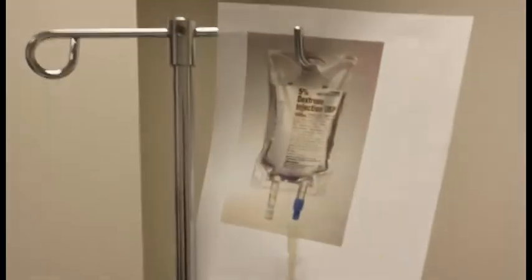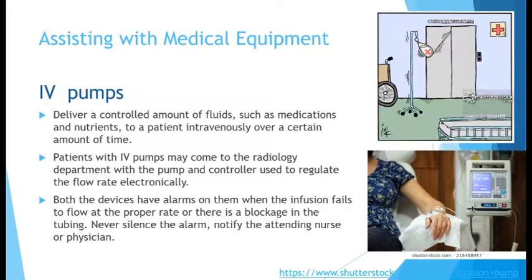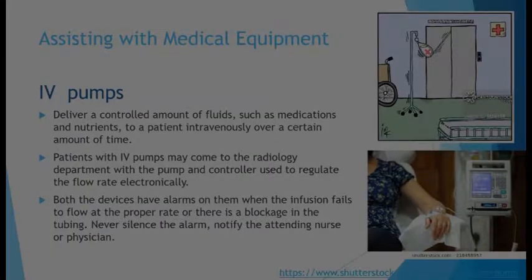Assisting with medical equipment. IV pumps. Deliver a controlled amount of fluids such as medications and nutrients to a patient intravenously over a certain amount of time. Patients with IV pumps may come to the radiology department with a pump and controller used to regulate the flow rate electronically. Both the devices have alarms on them when the infusion fails to flow at a proper rate or there is a blockage in the tubing. Never silence the alarm, notify the attending nurse or physician.